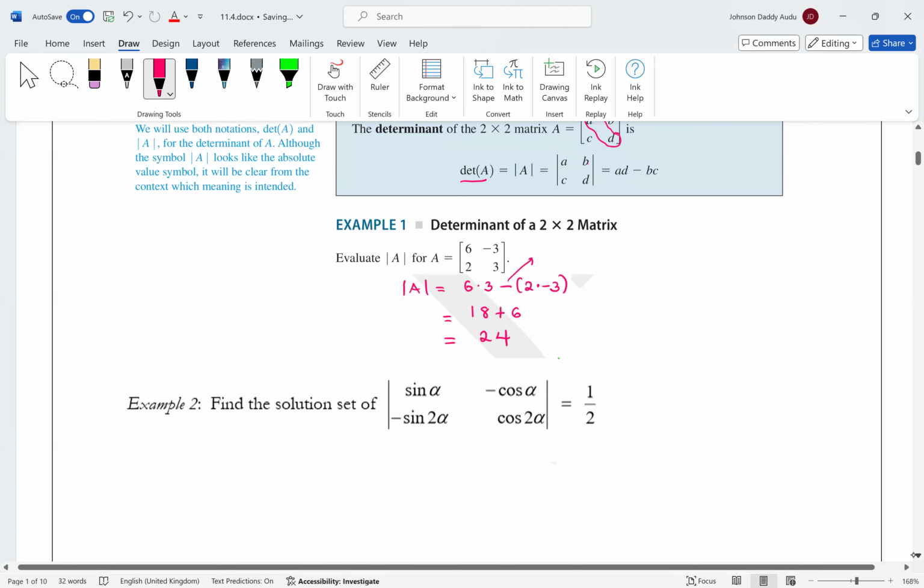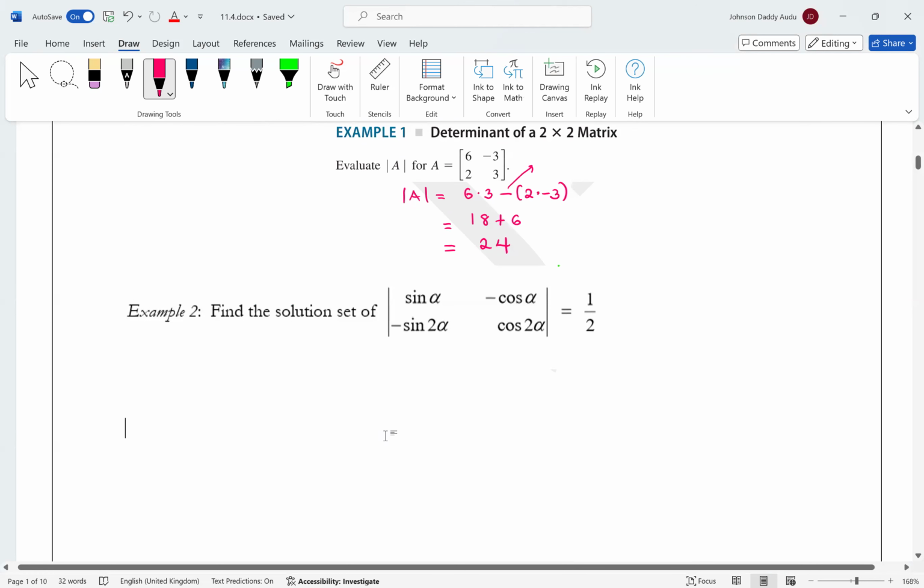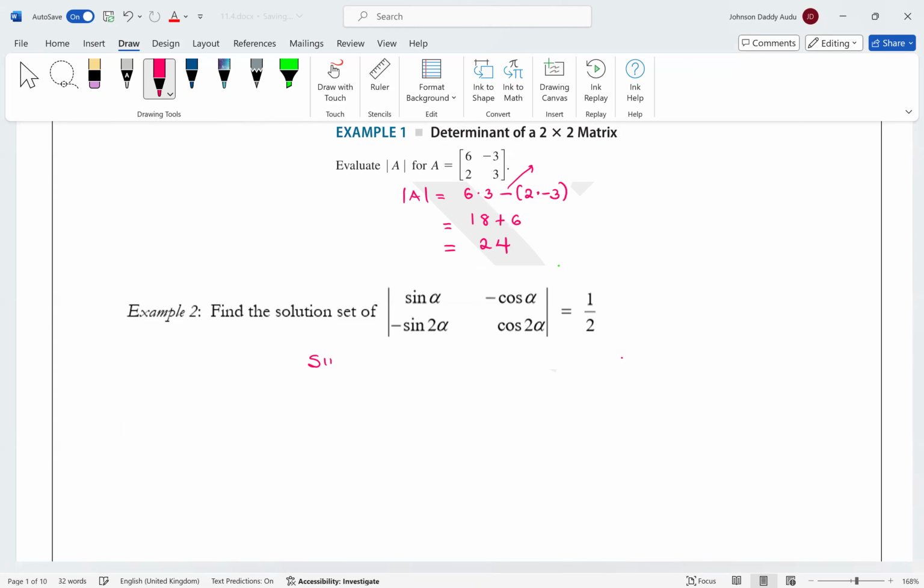Right. So for number 2, it says that we should find the solution sets. This is telling us that the determinant is 1 over 2. So it means we have to find what alpha is. So just apply the definition. It will be sine alpha cosine 2 alpha, then minus, this times this will cancel, so we have minus sine 2 alpha multiplied by minus cosine alpha, and this equals one half.